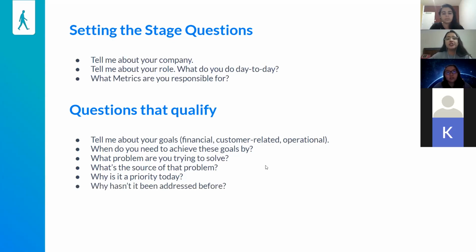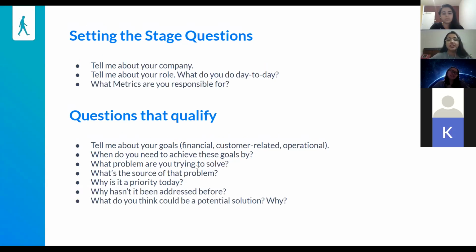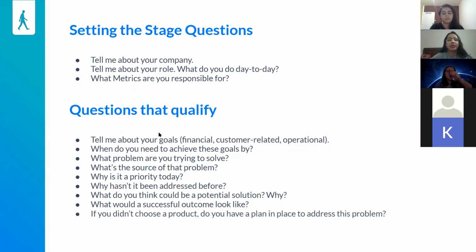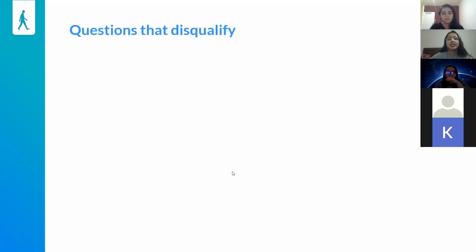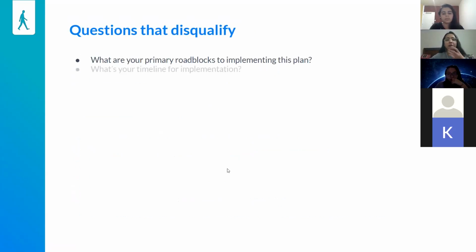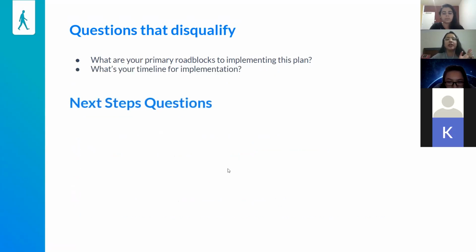All of these questions are going to set the scene. And then you ask them for potential solutions and ask them if you can help out with the solution, etc. So again, outcome: what if you didn't choose a product, you ask them about their plans, you ask them about their objectives, etc. The next thing you do is questions that disqualify. Once you've understood their problem and their objectives, you ask them what the problem is in implementing a solution, or what the bottlenecks are that they're facing, etc. And then you come to the next step.